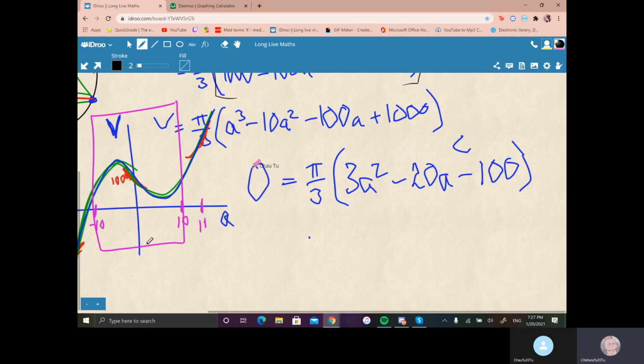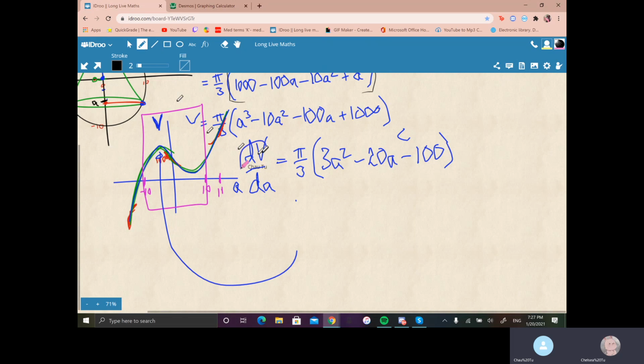Wait, what are we trying to get alone? We are trying to find a value of... wait, why did we set it to 0? Because we want to find out when the gradient is 0. So set this whole thing here to 0 and find a value of A that will tell us where the gradient would be 0. That's why we set this to 0. Work backwards to find A.